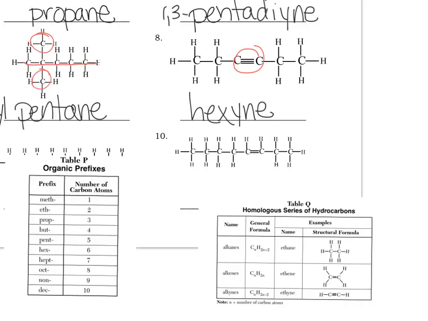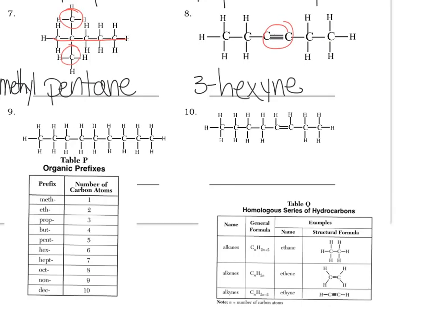So I'm going to count from the left first, 1, 2, 3, on the 3rd carbon, or from the right, 1, 2, 3, same thing. So we're going to call that 3-hexyne.